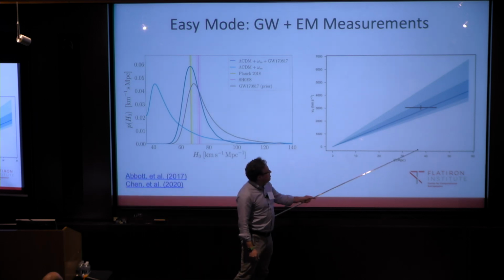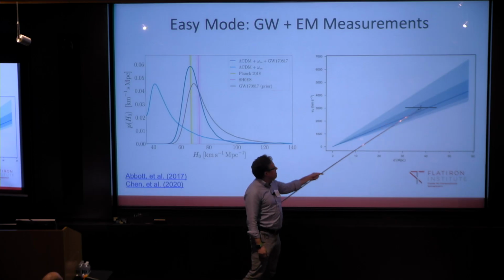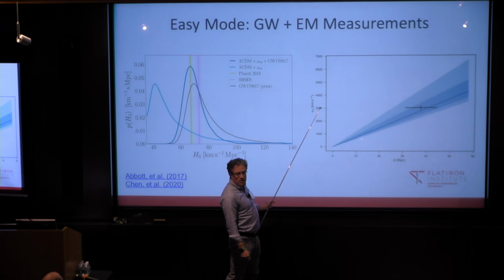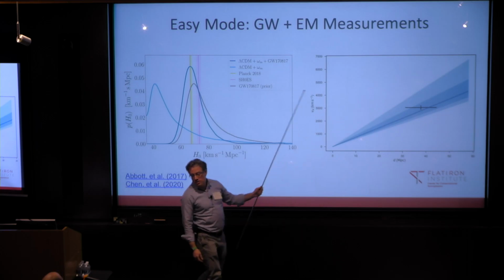Distance here, that binary neutron star merger, was at about 40 megaparsecs. Redshift or recession velocity here, 3,000 kilometers a second. The slope of this line is the Hubble constant.